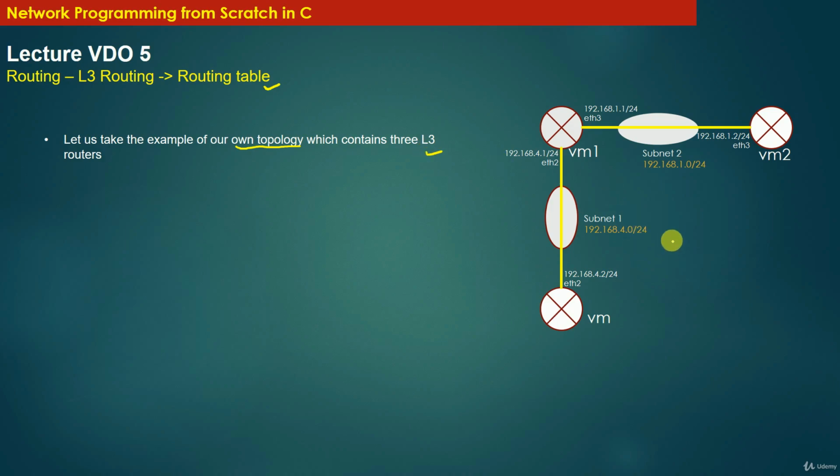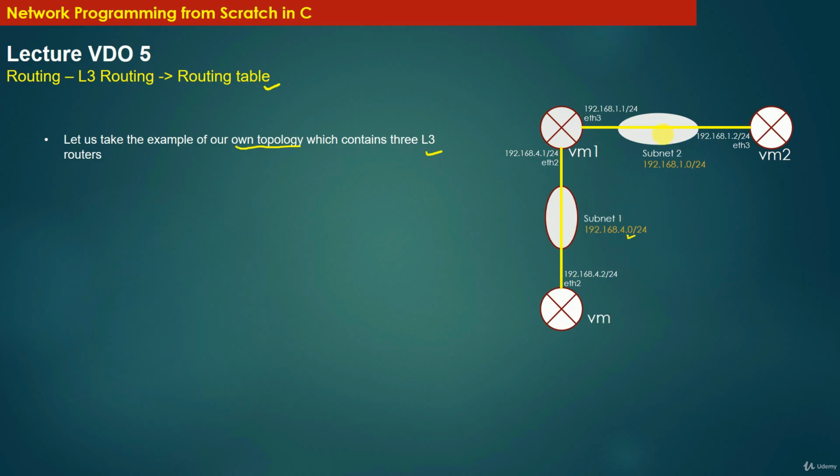On the right hand side you can see that we have a very simple topology in which there are 3 routers called VM, VM1 and VM2. You can see that there is a direct link between the router VM and router VM1, right? So the network ID of this point-to-point link is 192.168.4.0/24. So let us call this point-to-point subnet as subnet 1.